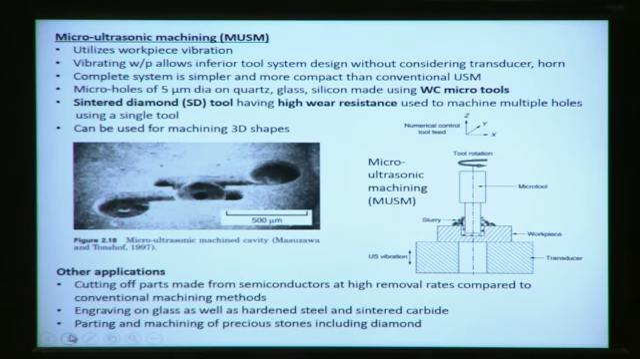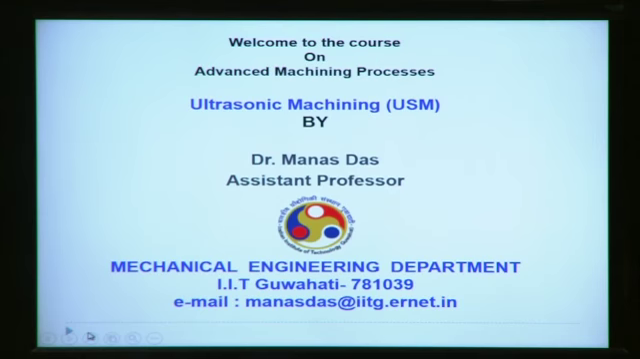Other applications are cutting of parts made of semiconductor at high removal rates compared to conventional machining methods, engraving on glass as well as hardened steel and sintered carbide, and parting and machining of precious stones including diamond. Now we shall discuss the material removal mechanism of the ultrasonic machining process, how this material removal occurs and what the rate of material removal is during ultrasonic machining.